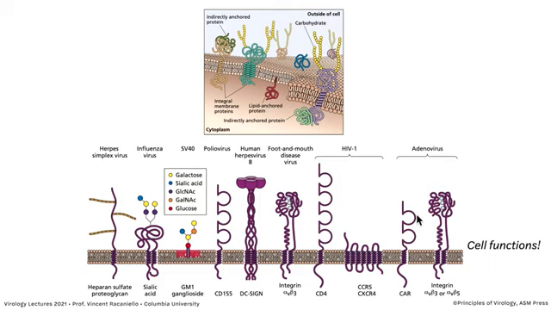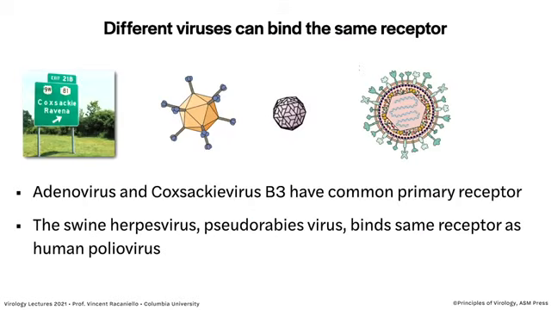Now, I want to emphasize, these proteins are not here to let viruses in, okay? Please understand that early on. They're in the cell because they do other things in the cell. Every one of these proteins does something in the cell. The virus simply is able to bind to it. And different viruses, as you can see here, can bind to different receptors. In fact, different viruses, even from different families, can bind the same receptor.